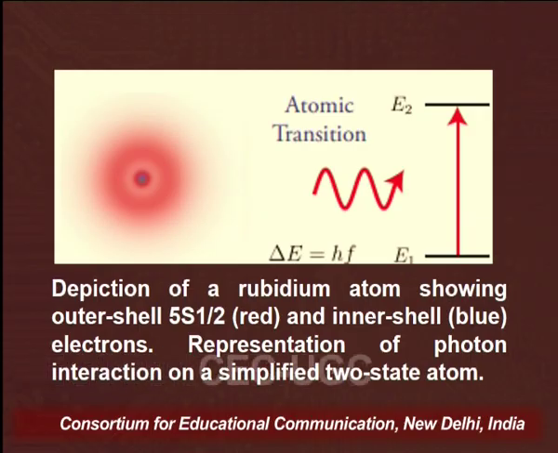In the left-hand side diagram you can see the electron. Similarly, the line is also defined here: the inner shell is defined by the blue line and the outer shell by the red line. So there is a transition representing the photon interaction on a simplified two-state atom. So there is an atomic transition between the two levels, the outer and inner shell.